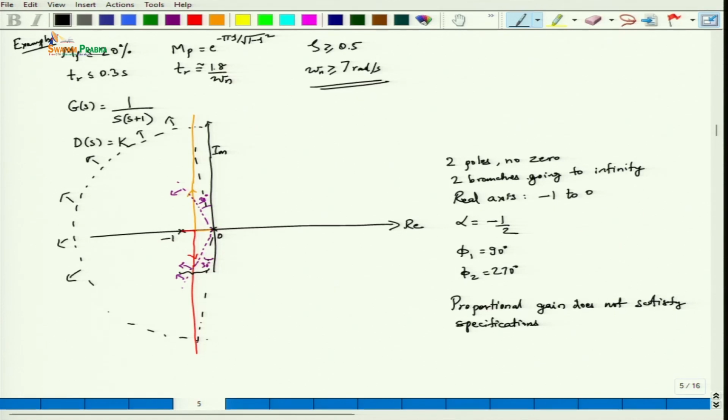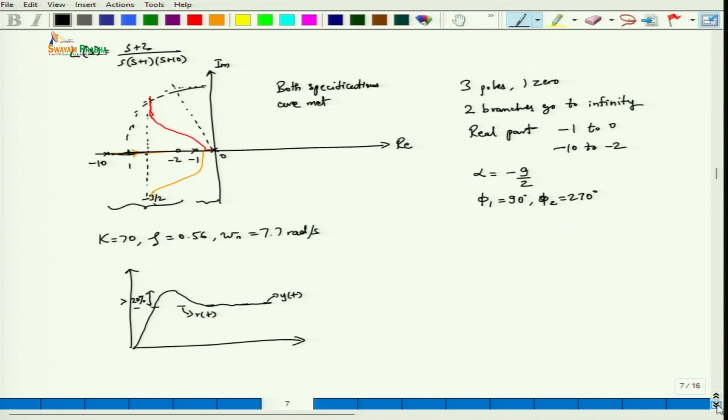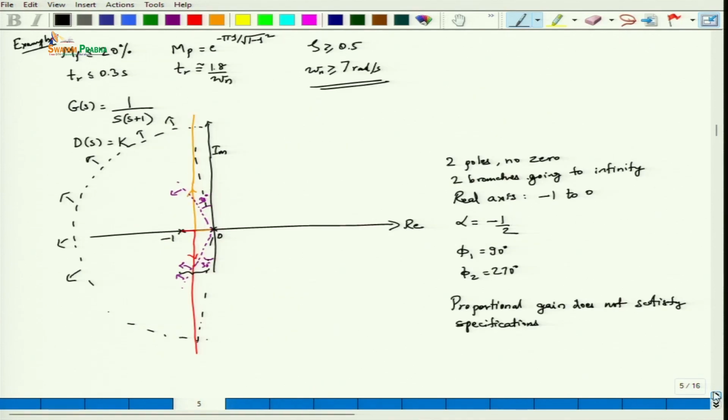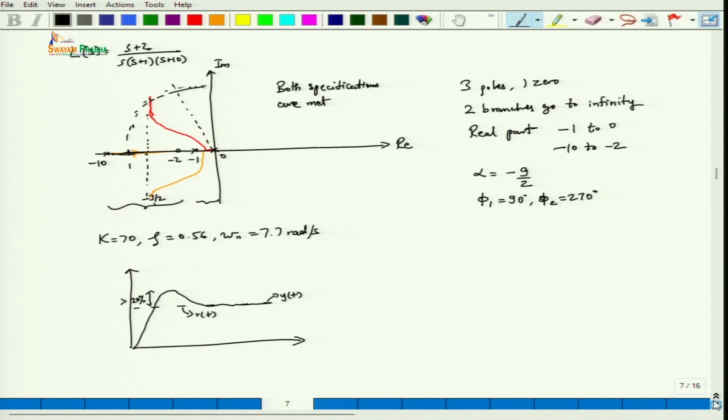So why is that? That is because these specifications, these formulae, when they were derived, were for pure second order systems with no zeros. But here if you check this particular system, there is a zero. So that is the reason we do not get this value to be less than 20%. So we need to consider some other cases.